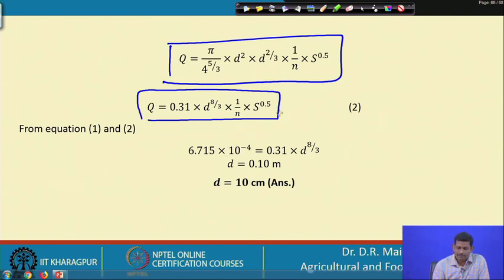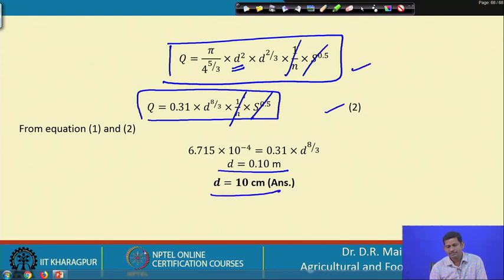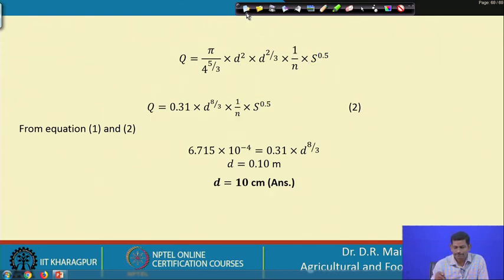Okay. So, look at the similarities here and remove the terms which are having, say, 1 by n, which cancels out. Okay. And what else, s power 0.5 also cancels out. So, then equate these two, right, and the only remaining parameter is d, and d can be estimated by equating these two equations, and d is equal to 10 centimeter. Okay.